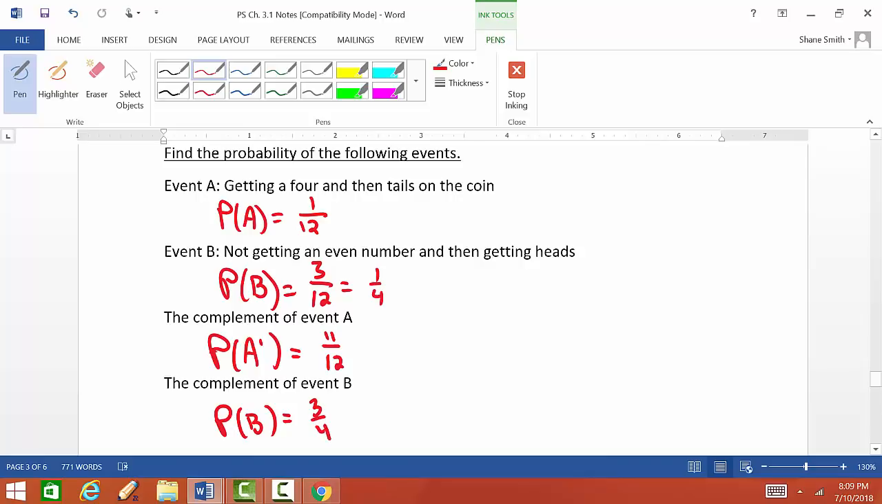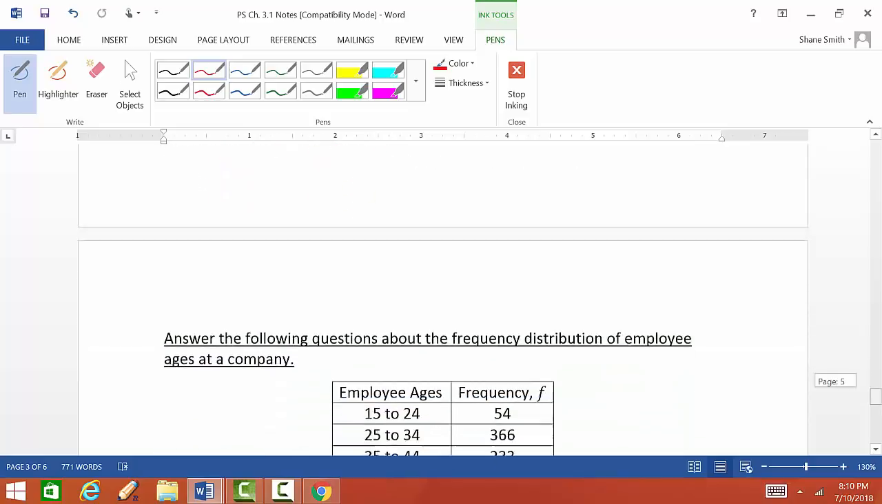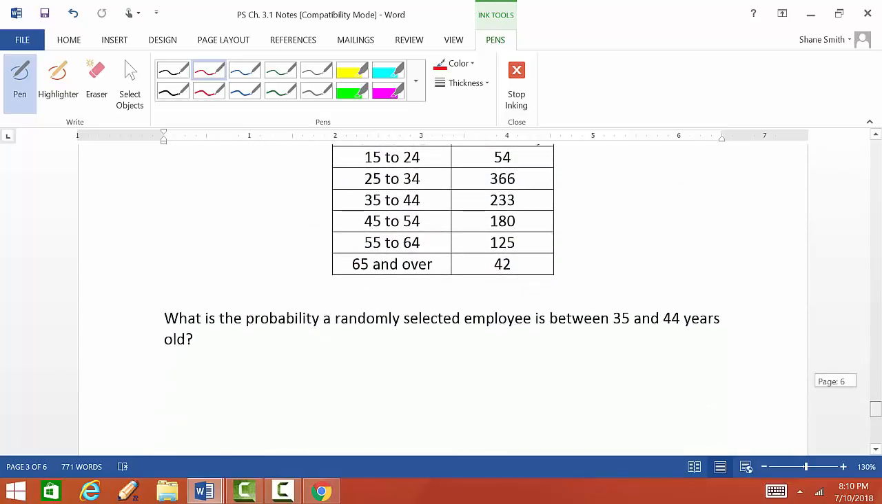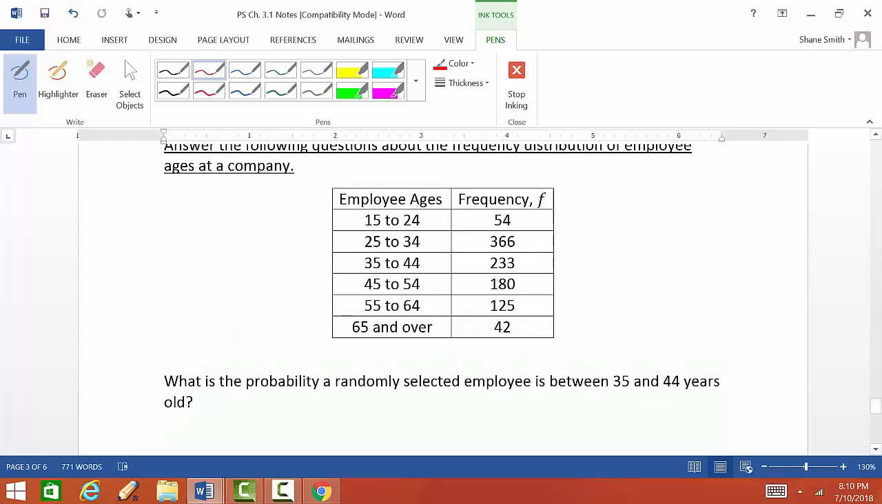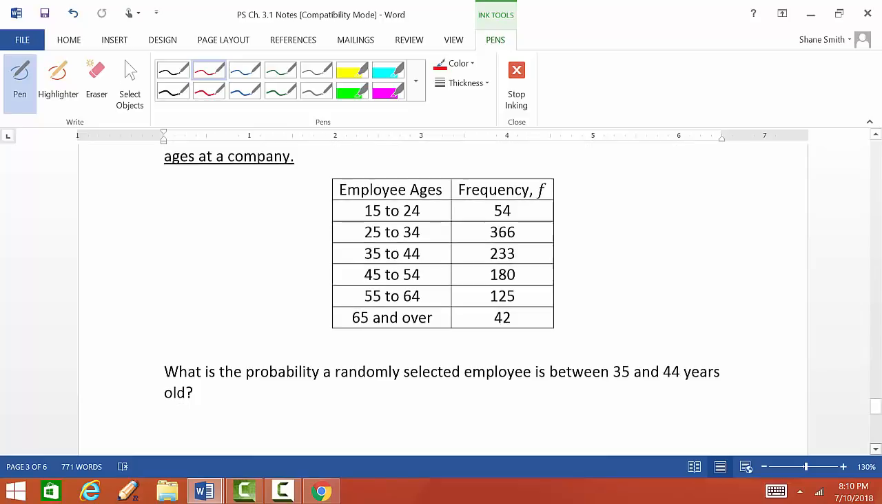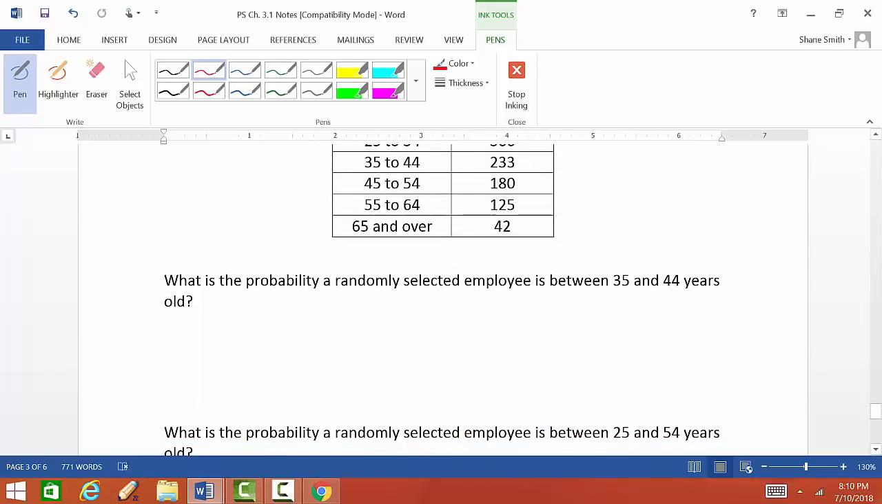All right, the next thing I want you to do is on the very last page, and just try to do this on your own. You can use the idea of the complement, especially for the last couple, but just try to figure out these empirical probabilities here. So hopefully you did these on your own, and pause the video and let's go over them.